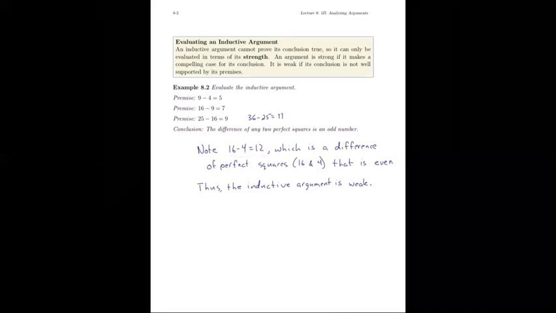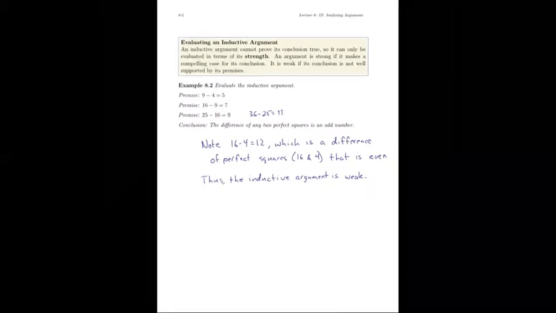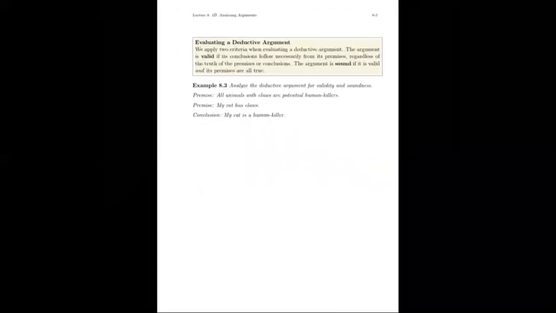Now again, it was inductive because we looked at specific cases, observations that we made, and we made a general conclusion about the difference of any two perfect squares. So our inductive argument was a weak one. We found a counterexample. Now, deductive arguments.